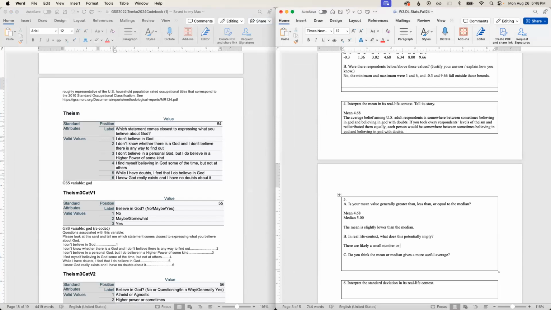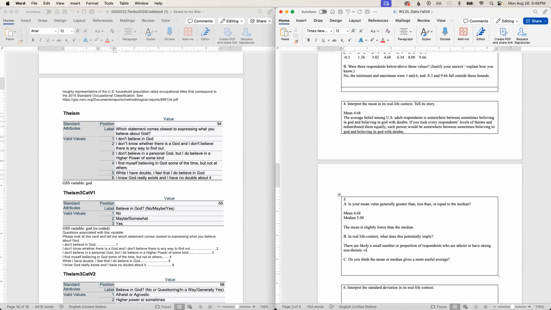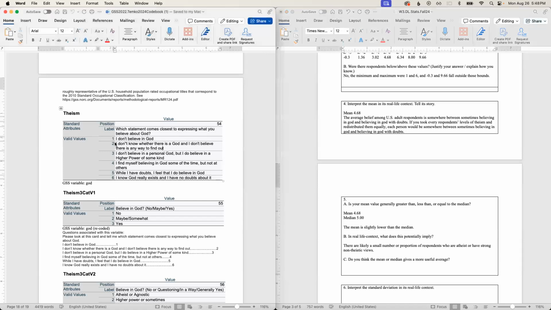small number or proportion of respondents who are atheists or have strong non-theistic views, right? So there's a smaller group here, some more extreme cases that are pulling that mean down, but for the median, they're just crossing it out, right? So the median is centered here. We're saying it's not equally distributed going up and down. There's some folks over here that are pulling it down, but a smaller group.